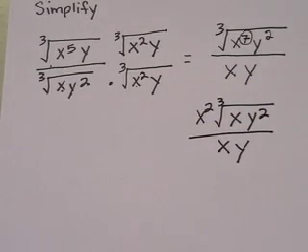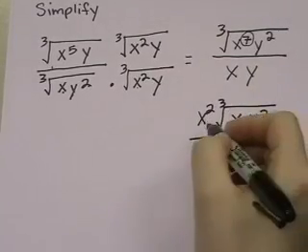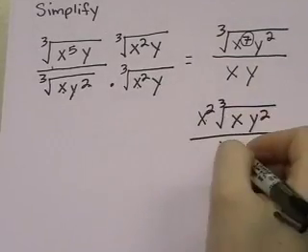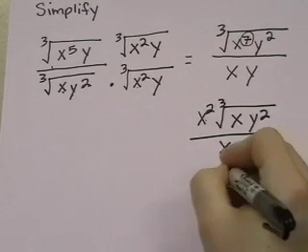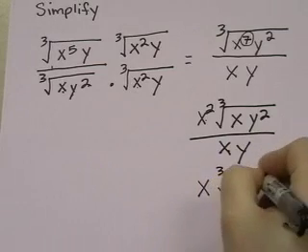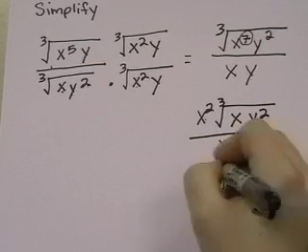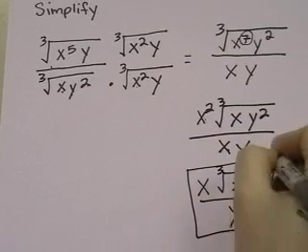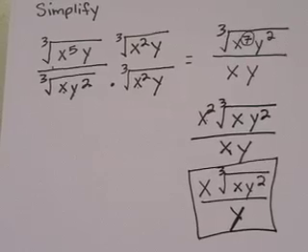In simplest radical form, well, I have an x squared and an x outside of the radical, so I can go ahead and divide that. X squared divided by x is x to the 1st, so I'm left with x, the cubed root of xy squared, all over y. And that's my final answer.